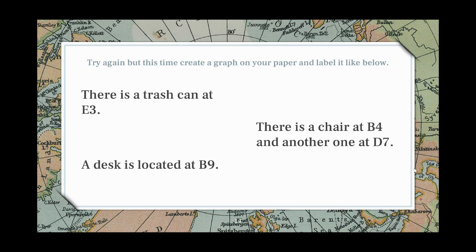The desk is going to be located at B, so you're going to go to the letter B and across 1, 2, 3, 4, all the way to the number 9. So our desk is located at B9. There's a chair at B4. So you're going to go down to the letter B and across 1, 2, 3, 4 spaces. There's a chair at B4. And the last one is our other chair, which is at D7. So down to the letter D and across 7 spaces to D7.